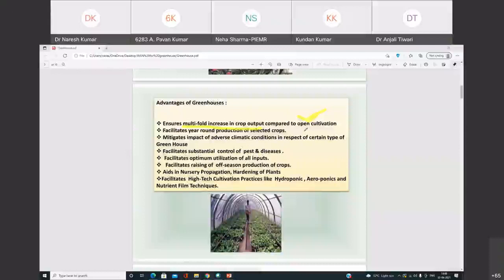It facilitates year-round production of the selected crops. So it is not like only in a particular season you can grow the crop; it can be around the year. Then it mitigates the impact of adverse climatic conditions in respect of certain types of greenhouse that is well known, and facilitates substantial control of pests and disease.